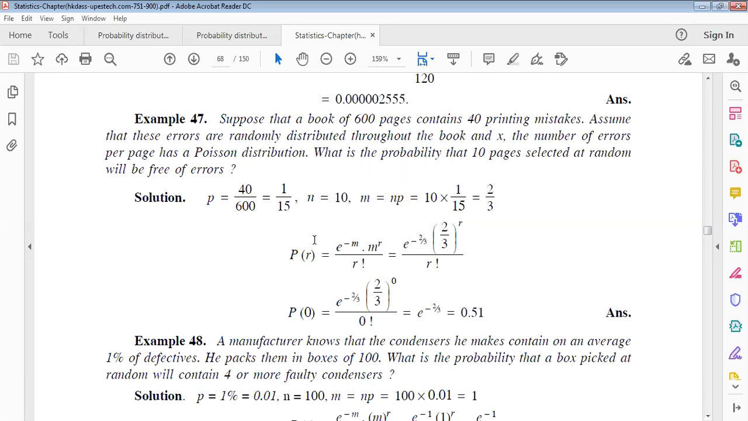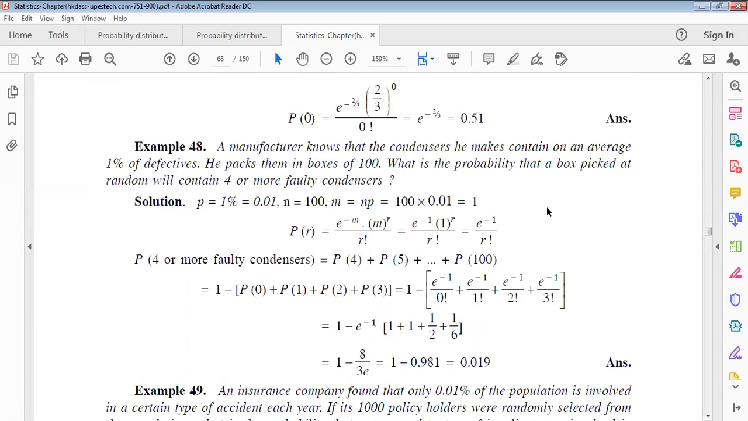Now the Poisson distribution function is e to the power minus m, m to the power r over r factorial. Just putting m equals 2 by 3, we get this. Now probability of 0, that means no mistake, no error, no printing mistake. Just r equals 0. Putting r equals 0, we get the result 0.51. That means 50% probability.